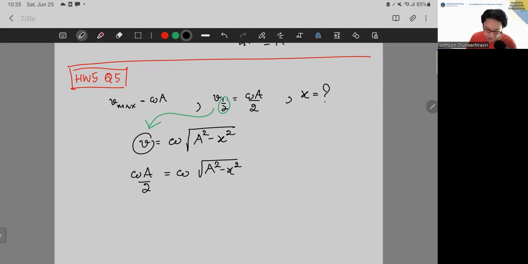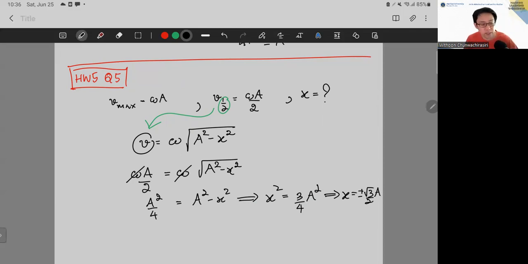Okay, and actually you can work this one through. You don't need the omega. I can work through this: A squared over 4 equals A squared minus X squared. So that means X squared is just 3/4 A squared. So X is just, you can put positive and negative sign here if you like, root 3 over 2 A. And that's it, you are done. So it's going to happen at root 3 over 2 times the amplitude. That will be the position where the speed is half the maximum.